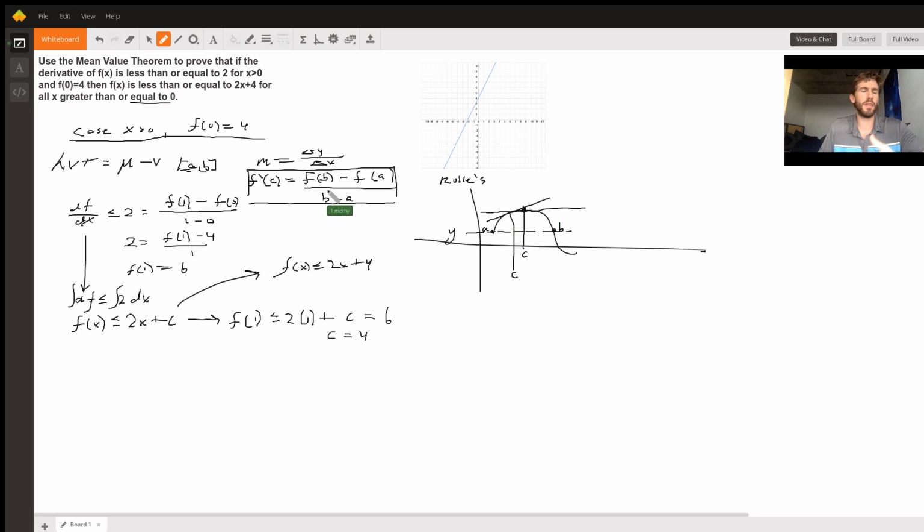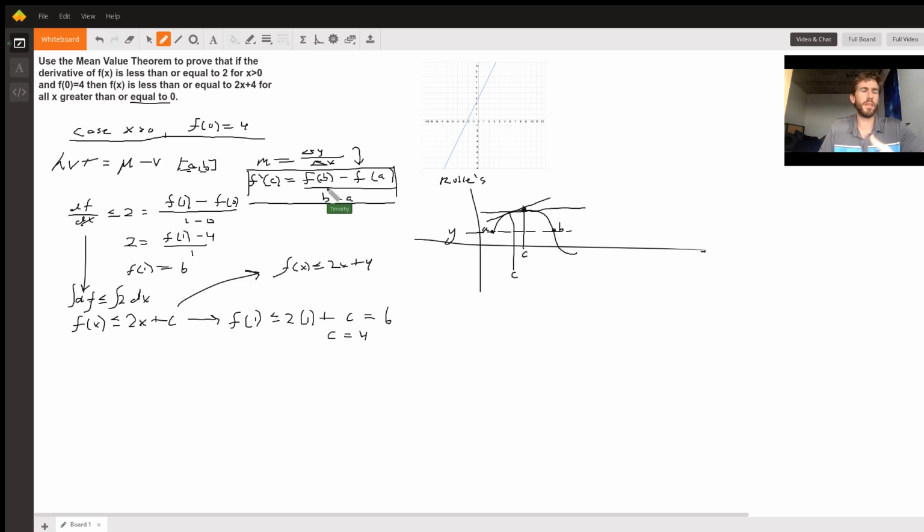And essentially mean value theorem is this right here. It starts off with the slope where m is equal to change in y over change in x. That's the definition of the slope. And it just sort of transforms into this: the derivative of the function at that central point C is going to be equal to the function at B minus the function at A over B minus A. This is the mean value theorem right here.